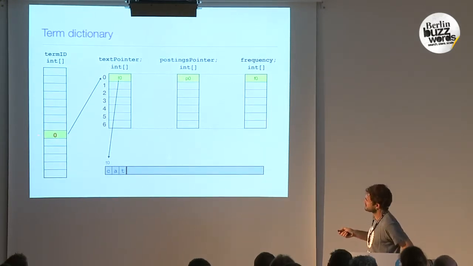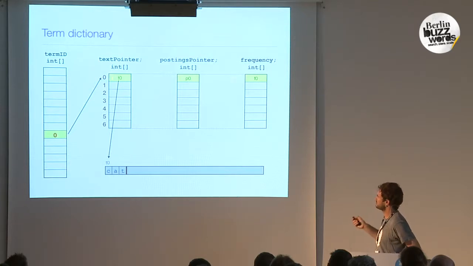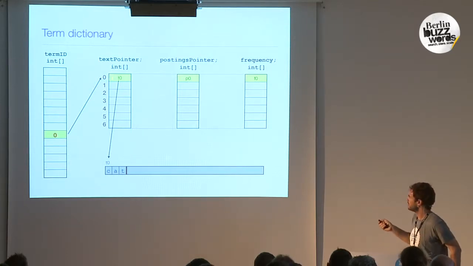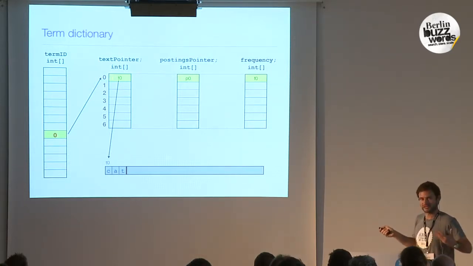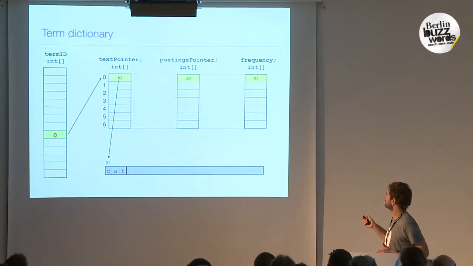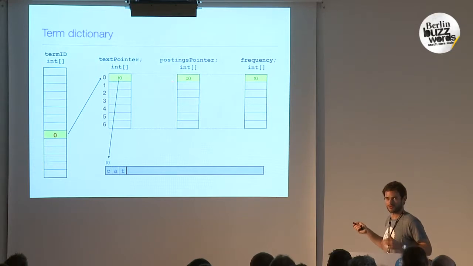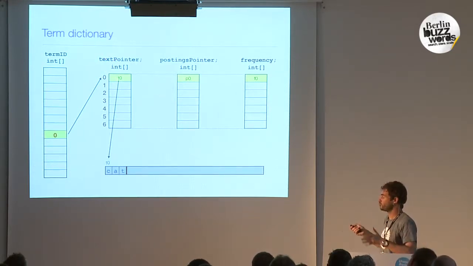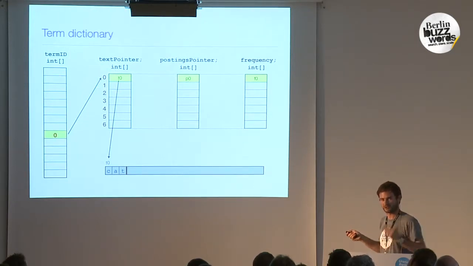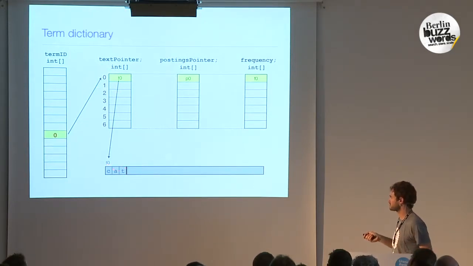And then at the same time, this term ID is actually an index into these parallel arrays here, which store the metadata about the term, like, for example, the document frequency here, or some pointers that we need, for example, a pointer to where its posting list is going to start, and actually also a pointer to where the text itself is kept, because we also have to remember the actual text of that term for hash collisions.